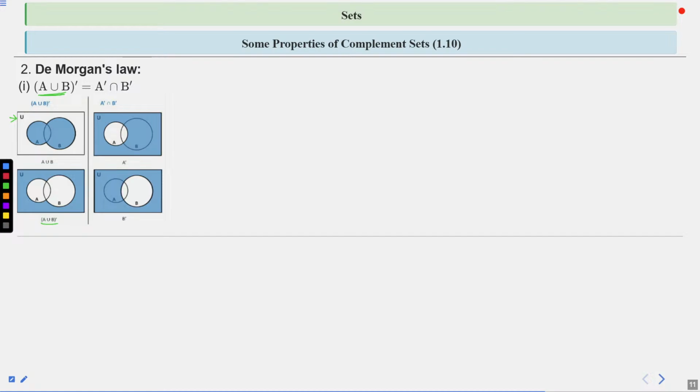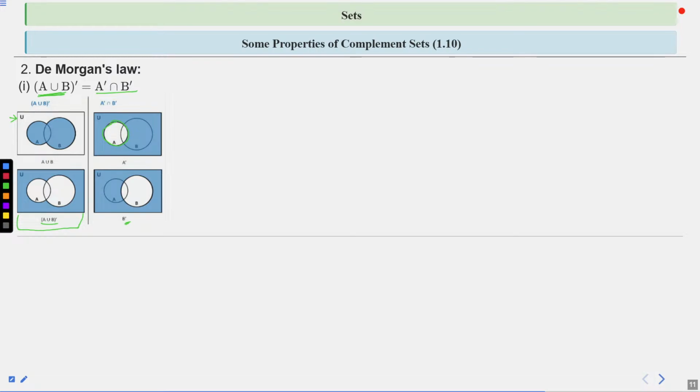Clear? I hope this A union B whole complement is clear to you, represented by this part. Now, for A complement intersection B complement. So first of all, what will be your A complement? So all the elements from the set U, universal set, which does not belong to set A, meaning you have to shade your area outside the A circle. So we shaded the area outside the A circle. So this is your A complement.